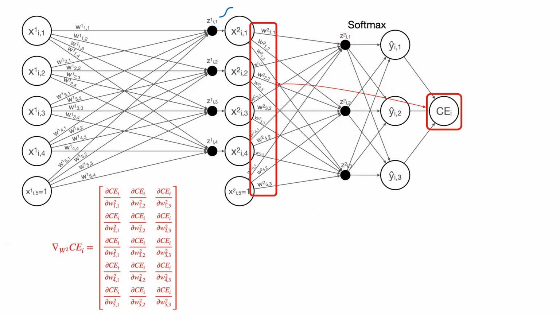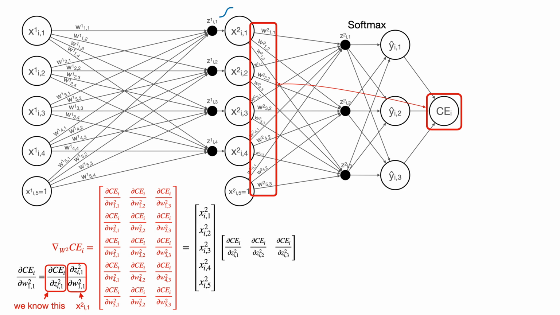Next, let's determine the gradient of cross entropy I with respect to W2. If we think about this first term, partial CEI partial W211, we can use the chain rule to rewrite that guy as partial CEI partial Z2I1 times partial Z2I1 partial W211. Well, we just calculated partial CEI partial Z2I1, so we only need to determine partial Z2I1 partial W211. And that's pretty simple. It's just x2I1. So if we generalize this to the whole matrix, we get this matrix product, which we recognize as x2I transpose times the gradient of CEI with respect to Z2.